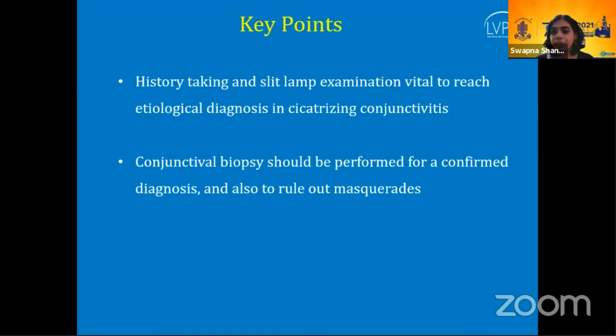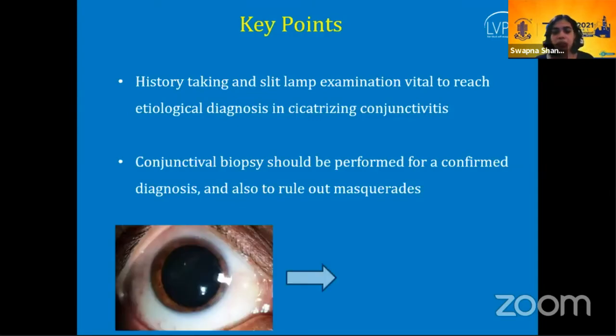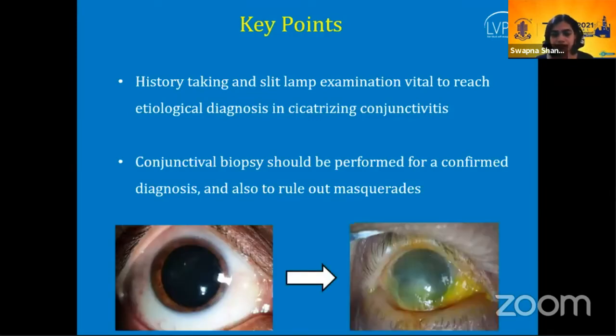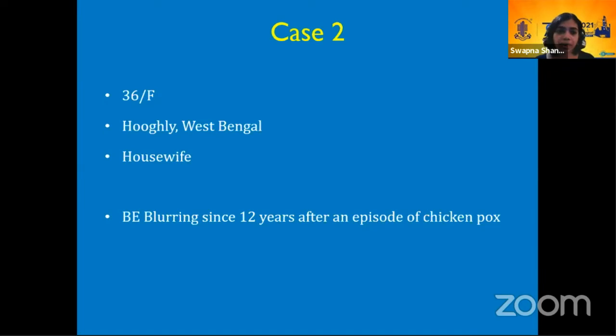So history taking and slit lamp examination are extremely important, and we should always practice a low threshold for conjunctival biopsy, especially when it's possible in a tertiary center like ours, to prevent the cornea from going from this to this. Now I'll talk about case 2.